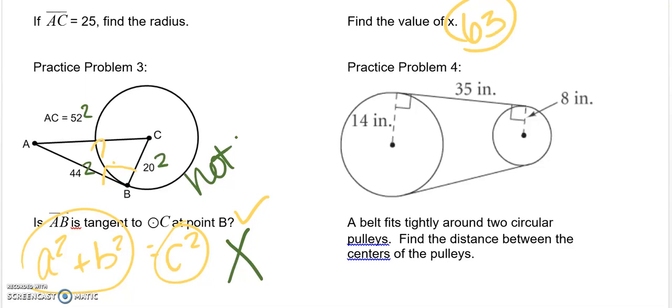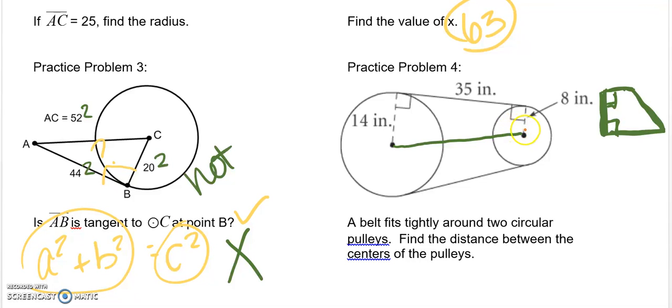Practice problem number 4 is a little bit tricky. It wants to know the distance between the centers. So it wants to know this distance right here. When you make this shape, this is a right trapezoid. You have typically seen them like this. And that's your right trapezoid. That's the orientation that we like to look at them. But this one's just turned sideways.